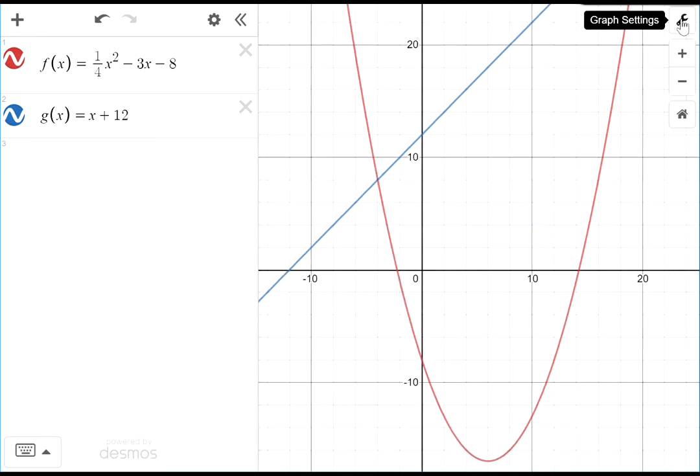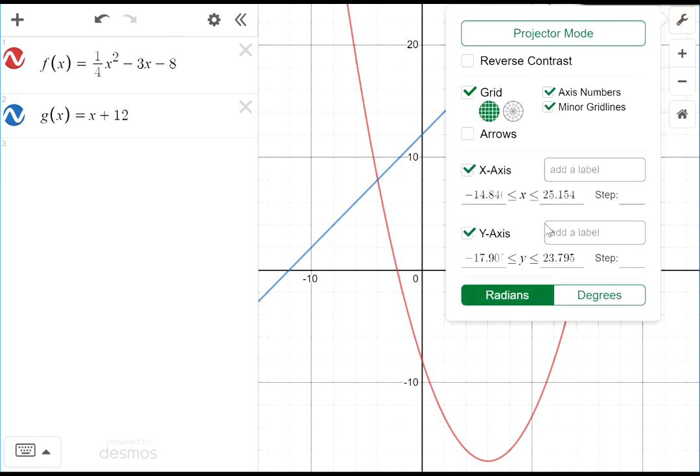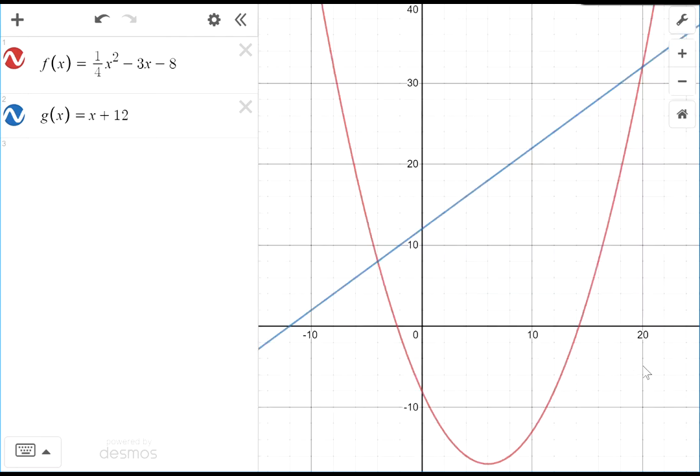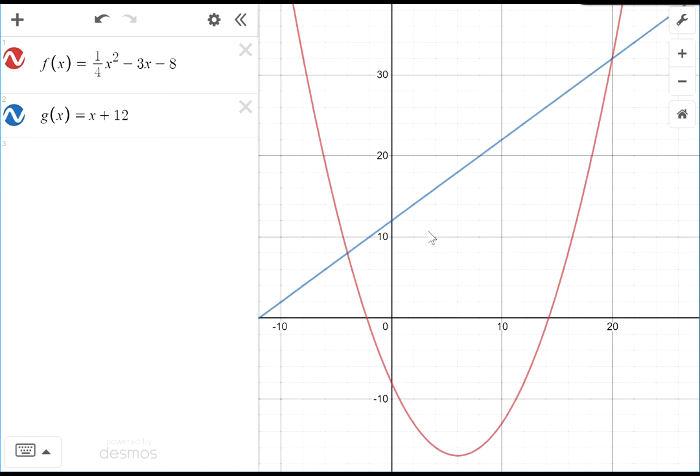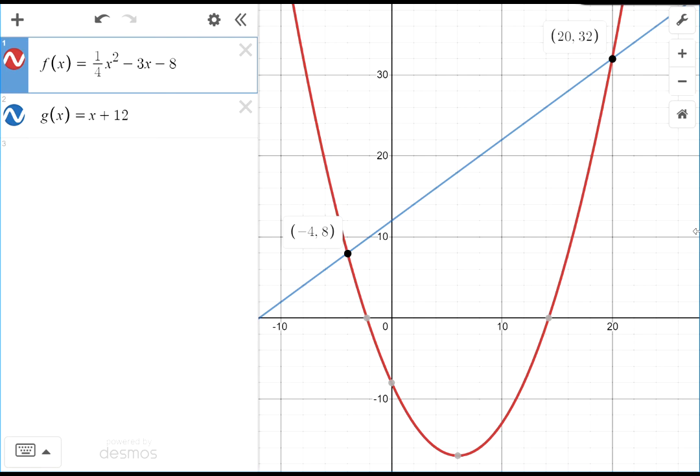Sometimes it's useful to just use the graph settings instead, this little wrench symbol, because then you can keep your x values as is, but just expand your y values. So say we wanted to expand our y values instead of 23, let's go up to, say, 40. So if we now look at the graph, we can see exactly where the line and the parabola intersect. In fact, I'll go ahead and click on one of the graphs, and that will show me intersection points that I can click on and actually have those intersection values. Now let's take that picture back to our handout and evaluate it.